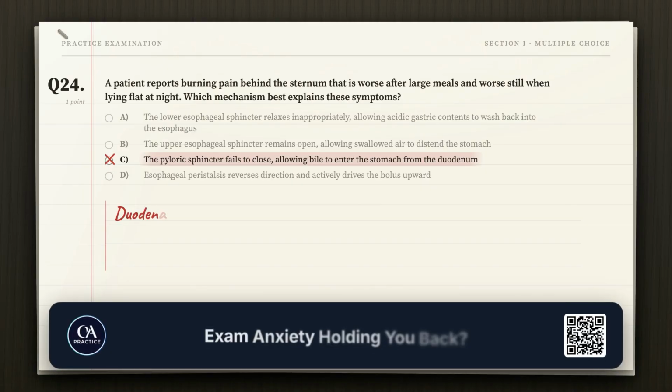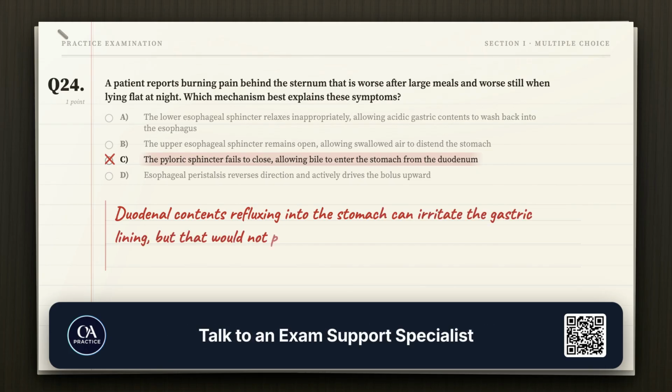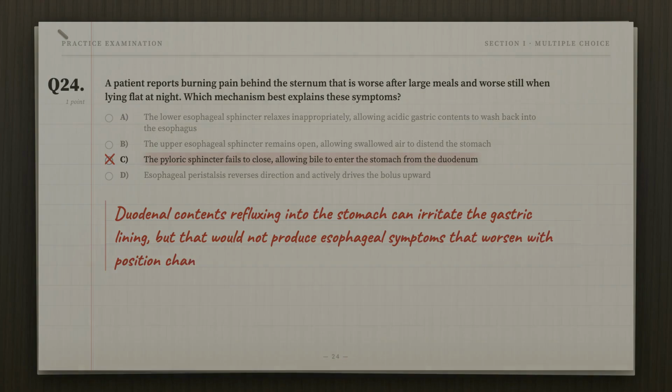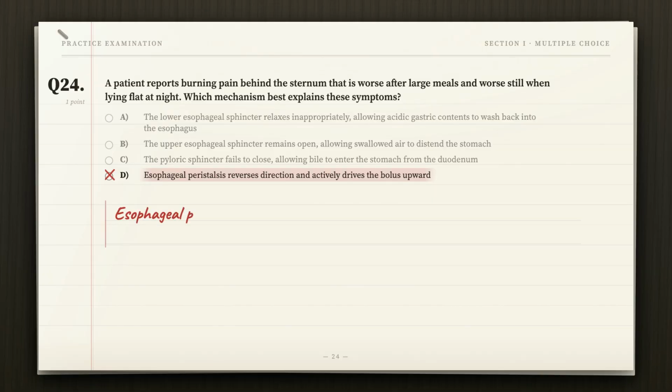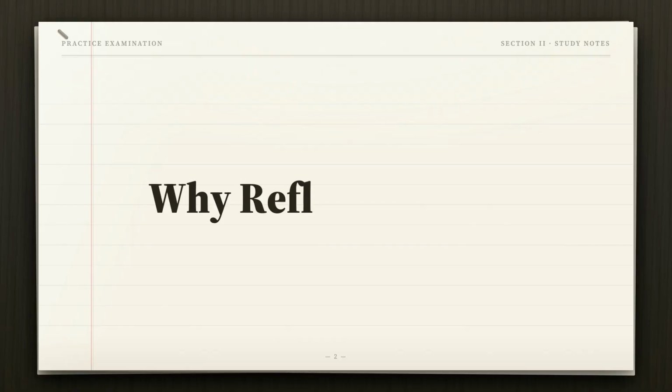C is wrong because duodenal contents refluxing into the stomach can irritate the gastric lining, but that would not produce esophageal symptoms that worsen with position change. D is wrong because esophageal peristalsis does not reverse. Its wave direction is fixed by the sequential activation of the muscularis from top to bottom.